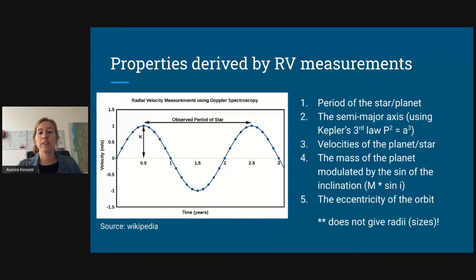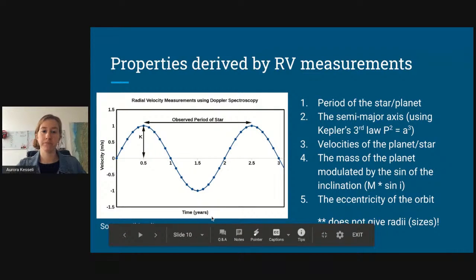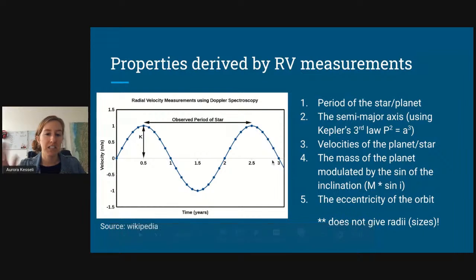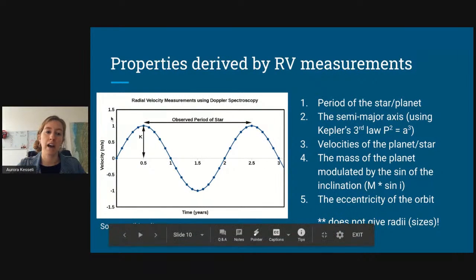Okay, so I've hinted at some of this stuff, but there are a bunch of properties that you can derive from radial velocity measurements. This plot here is just an easy schematic of what your radial velocity measurements will look like. We have velocity on the y-axis and either time or phase or something like that on the x-axis. And we'll be taking radial velocity data points throughout this time period.